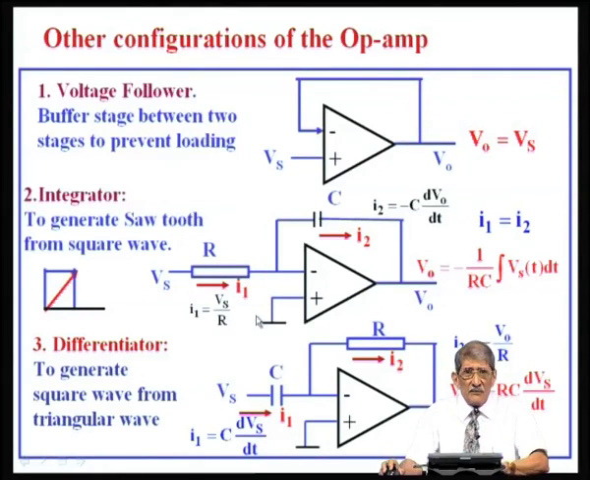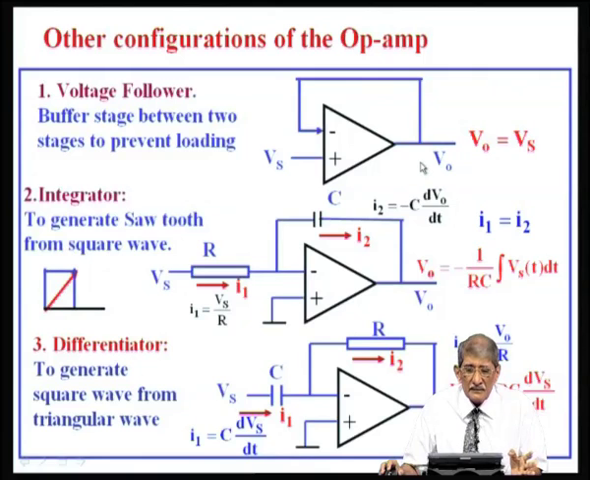Now, other configurations of the op amp. Voltage follower. What is the meaning of that? The output is equal to input, no voltage gain. How is it obtained? Connect this output terminal to this inverting terminal. Since Vs is applied to the plus terminal, the voltage drop across these two is negligible. So, here also it is Vs, and that is the output. So, V naught is equal to Vs. Voltage gain is not there.